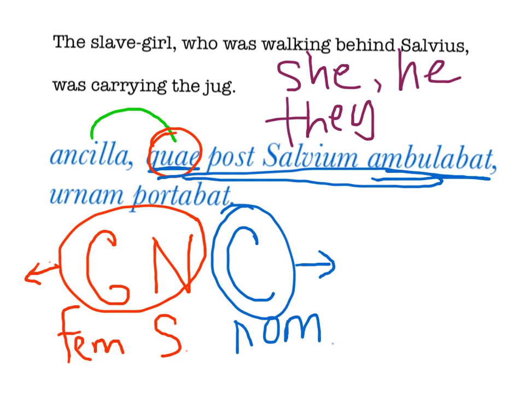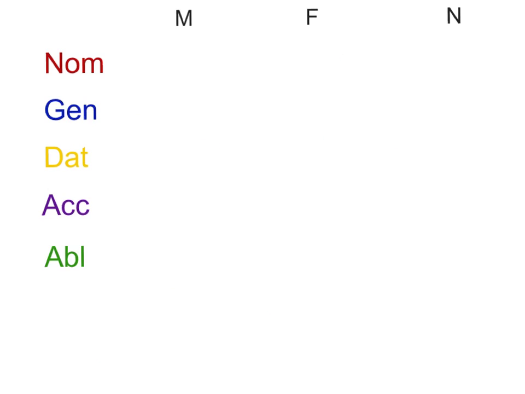Therefore, you always want to remember that the gender and number of the relative pronoun always points back to the antecedent. The case of the relative pronoun, however, points forward to its use in the clause that you're working with. Now let's look at how this actually looks in our chart for gender, number, and case. We're only going to work right now with the singular because the plural is actually easier, so that's why we want to start with the singular.